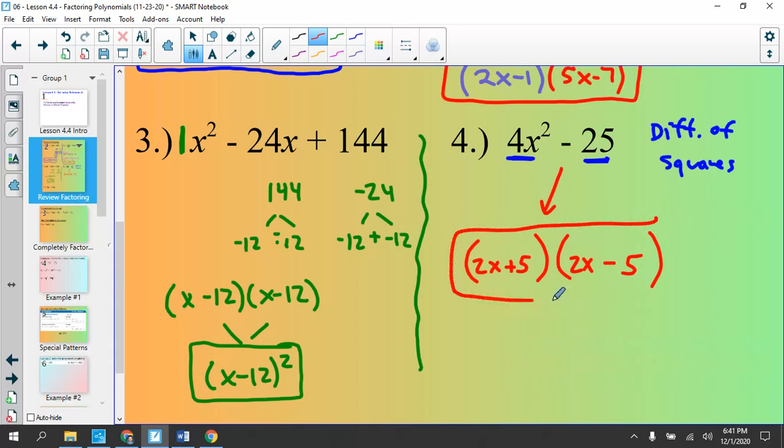But that's one that, again, if we practice a little bit and we see it and we catch it, there's not really any work. That's how that's going to factor every time. Square root of this, square root of that. You need two of them. There needs to be a positive and a negative one.